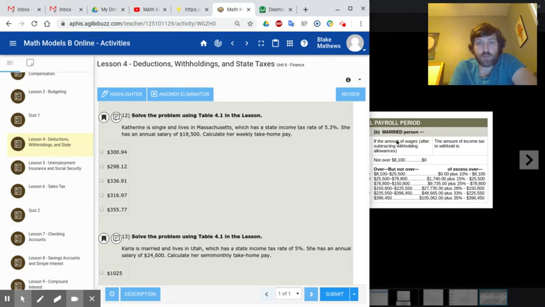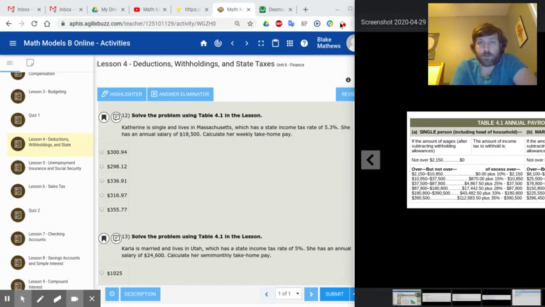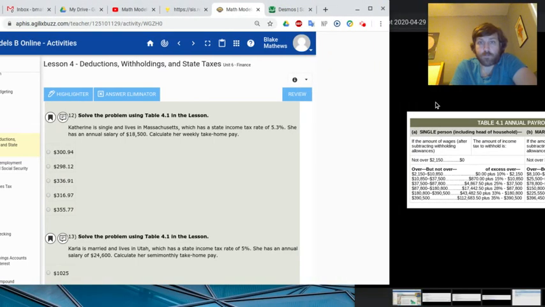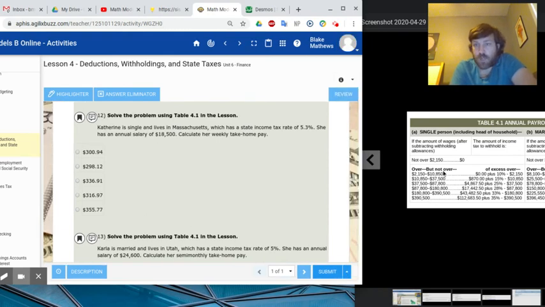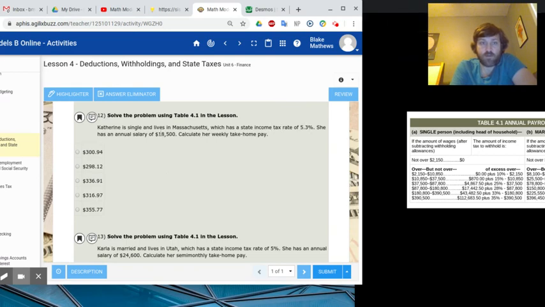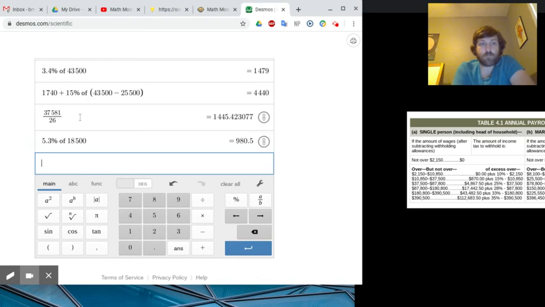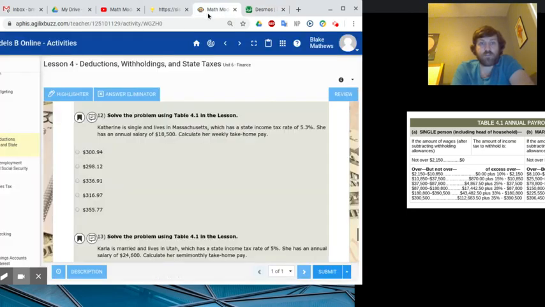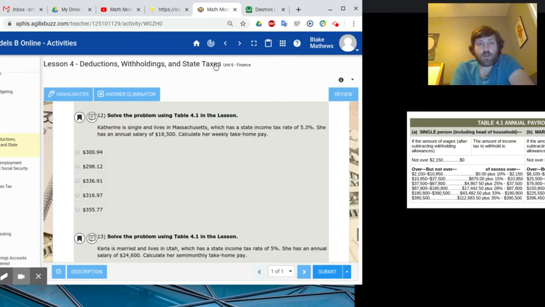Catherine is single and lives in Massachusetts. So single, we're going to move this over so only the single part is showing. So the single stuff's right there. She has a state income tax of 5.3%, and she has an annual salary of $18,500. So we're going to do 5.3% of $18,500. That's the first step, the basic state income tax. So that's how much her state income tax is. We're going to save that and remember that answer right there. And then we're going to do the federal.